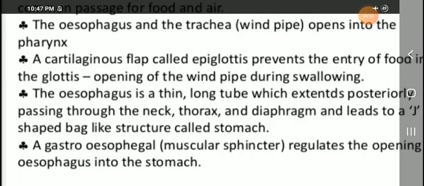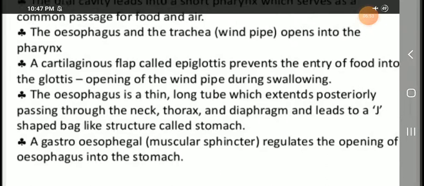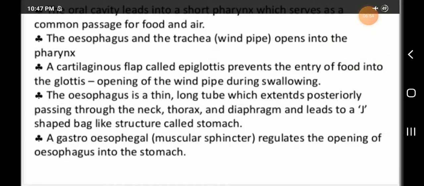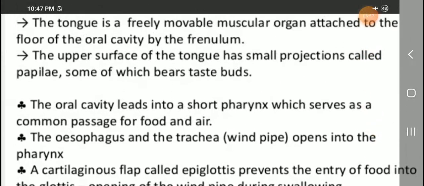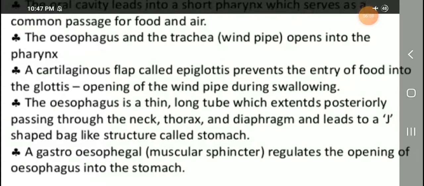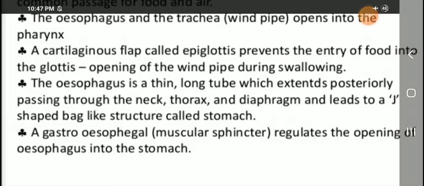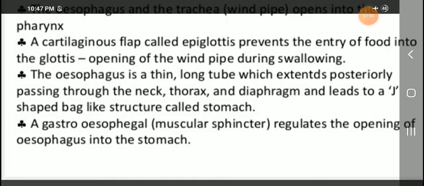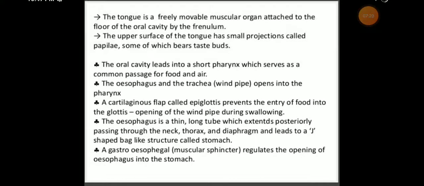Okay. The esophagus is a thin, long tube which extends posteriorly, passing through the neck, thorax, and diaphragm, and leads to a J-shaped bag-like structure called the stomach. A gastroesophageal sphincter regulates the opening of the esophagus into the stomach.